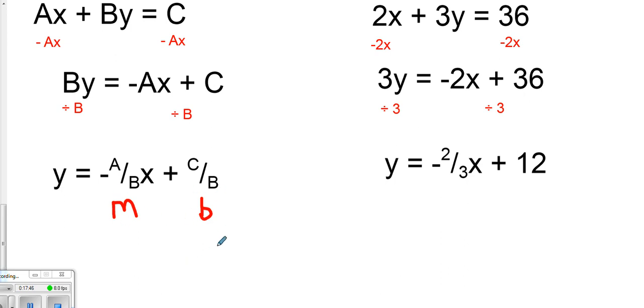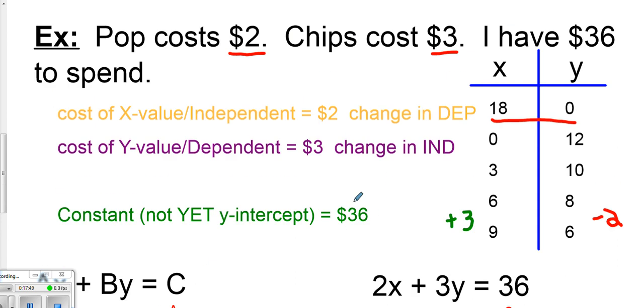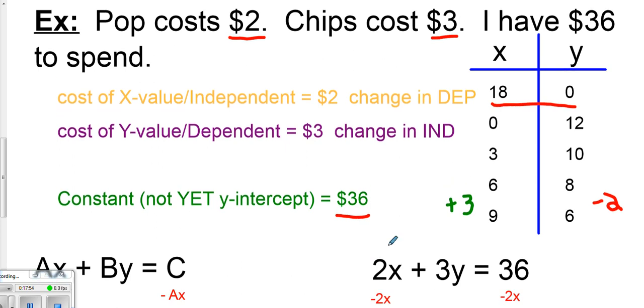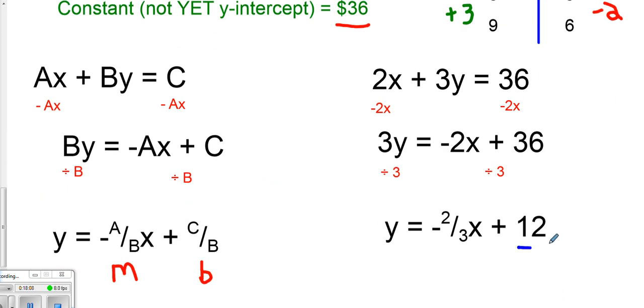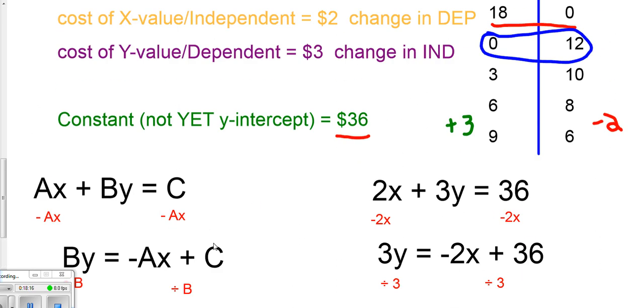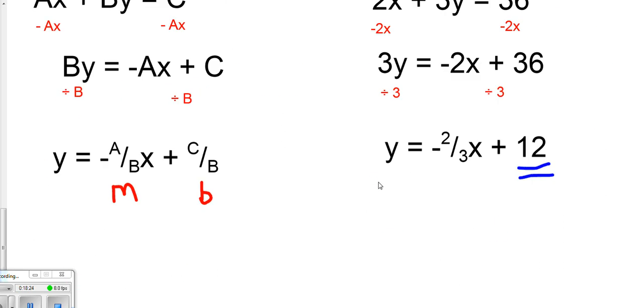Now you might think, hold up, that c value was 36. That was a constant. How come that's not our y-intercept? Well, it should make sense. If we look over here, your y-intercept is 12. You can get 12 bags of chips and no pop. Here, we found our 12. We did 36 divided by 3 to get 12. It's the same as saying c divided by b. So up here, our constant divided by the cost of the y, that would give us our 12.